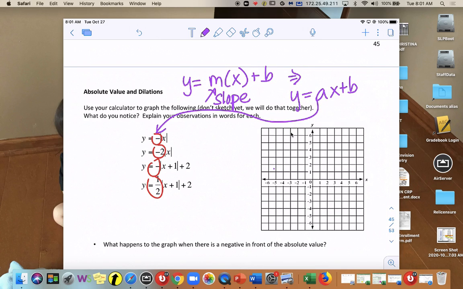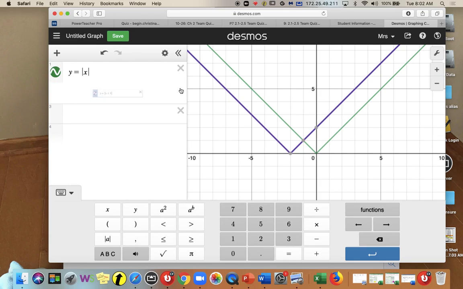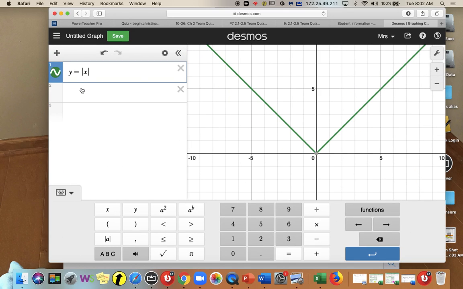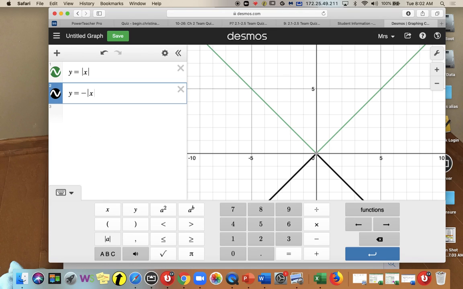So it says use your calculator to graph the following, and again we're looking at dilations, and I'll explain why in a second. It says don't sketch yet, we'll do that together. All right, so let's type all these in and see what happens to the parent function. So again, there's my parent function. Let's type in a negative. And you can make a prediction what that negative on the outside of the absolute value is going to do because we've looked at that behavior before.